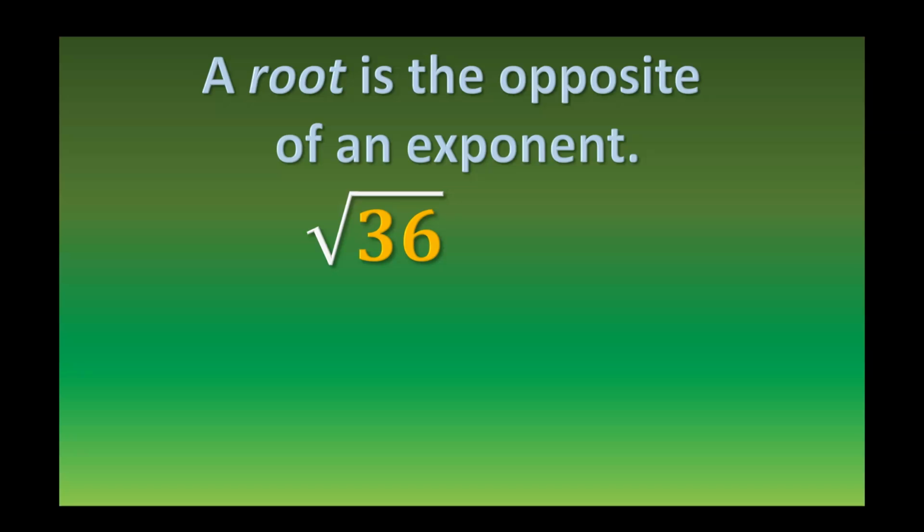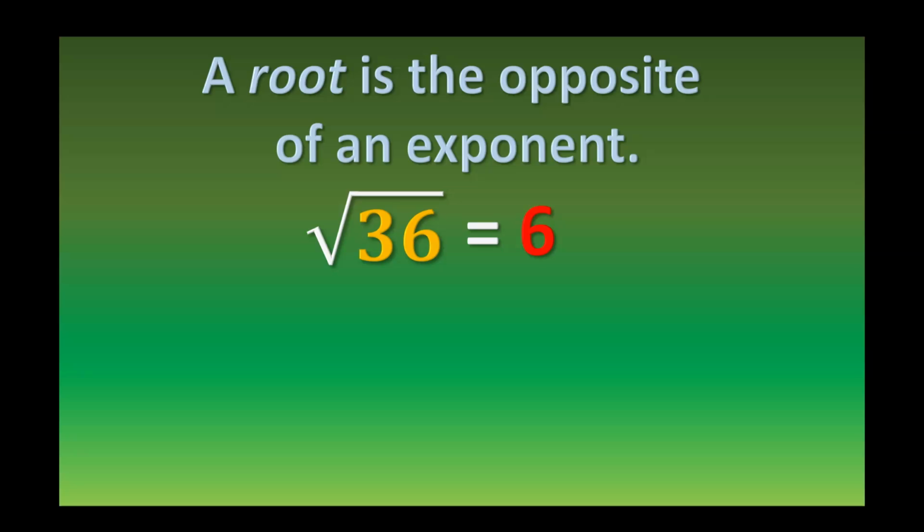So 2 to the second power is 4. 3 to the second power is 9. 4 to the second power is 16. 5 to the second power is 25. The square root of 36 is 6, because 6 times 6, 6 to the second power, is 36.